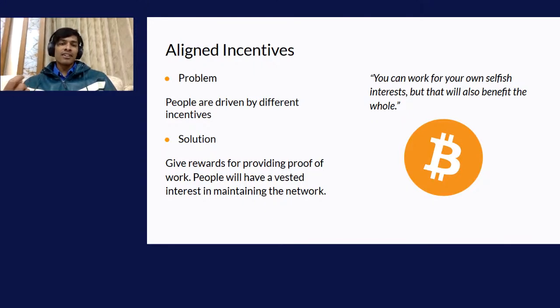If you think about it, this is a very interesting way to go about things. So it's all about aligning incentives. If you give a task to a particular person, and if they have the right incentives, they'll do it. But if not, they probably won't. So yeah, the solution is to give rewards for providing proof of work. People will have a vested interest, which is earning bitcoins, but they'll end up maintaining the network.